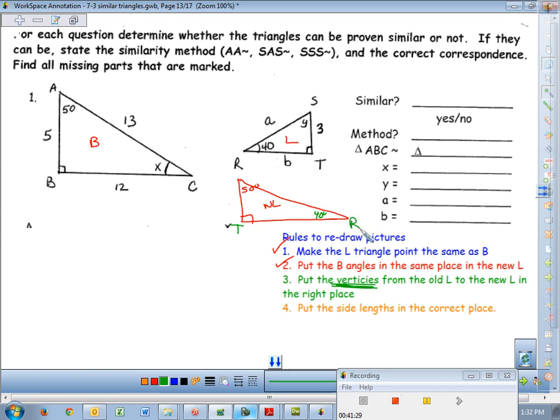And then finally, S is the last one. Shouldn't that be S right here, which isn't this 50 degrees in the first place? Yes or no? So step 3, checked. Step 4, put the side lengths in the correct place.